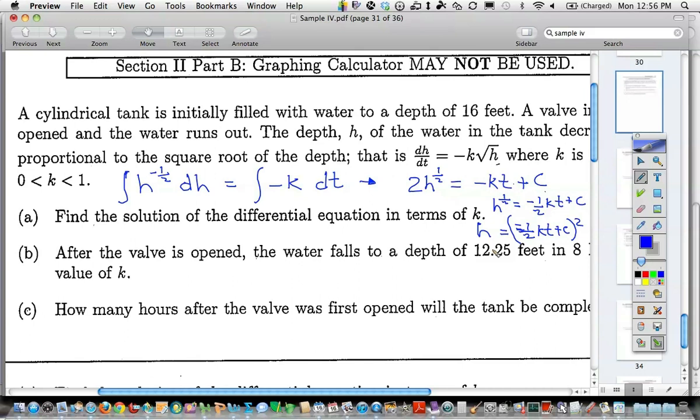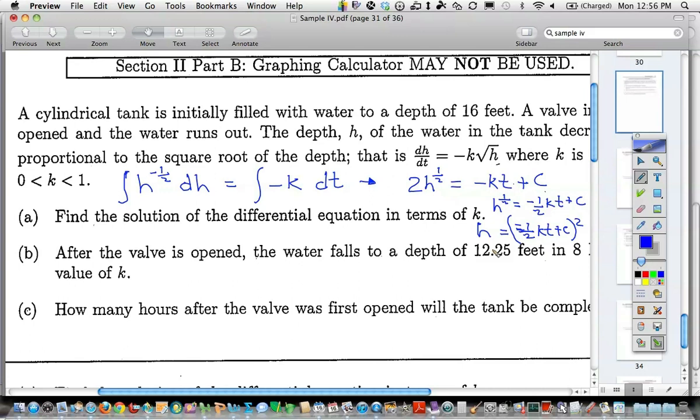Well, it is in terms of k in the sense it's got k in it. It's still going to have a t, and when they say in terms of k, that means it's got k's in it. It's h equals, and it's got k's in it. It's going to have t in it too, but it shouldn't have the c. What can we do to get rid of the c?